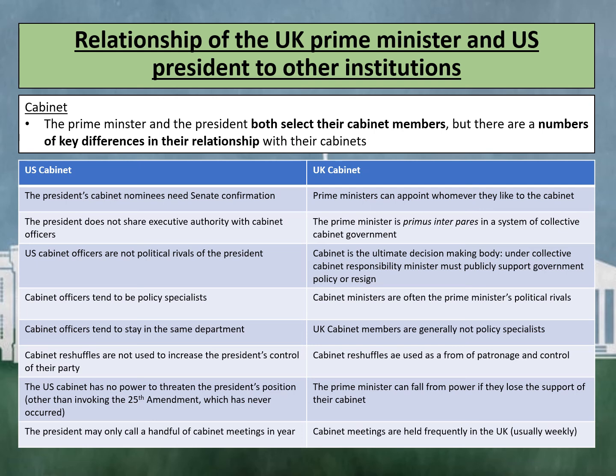The US Cabinet has no power to threaten the President's position other than invoking the 25th Amendment, which has never happened, whereas the Prime Minister can fall from power if they lose the support of their Cabinet. The President may only call a handful of Cabinet meetings in a year, so the relevance of Cabinet isn't that high, whereas Cabinet meetings are held frequently in the UK, often weekly.